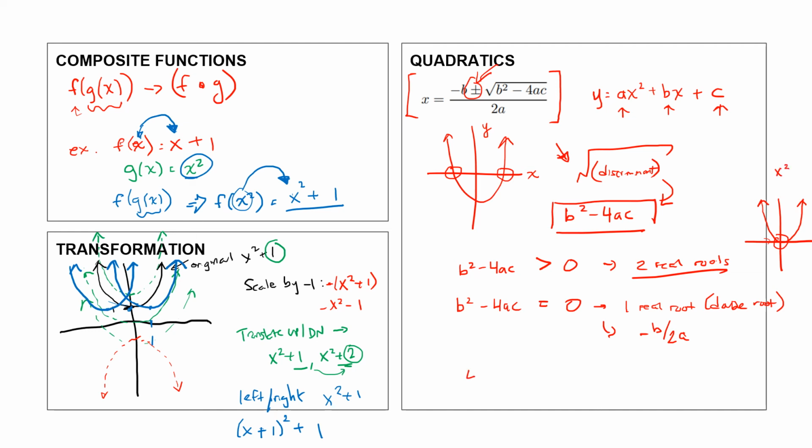Finally, we have a case where b squared minus 4ac is less than 0. It's a negative number, okay? Now, if you recall, when we take a square root of a negative number, we're in this imaginary world, right? It's imaginary numbers, complex numbers. So we'll actually have 2 complex roots. We can just say they're imaginary roots. All right.